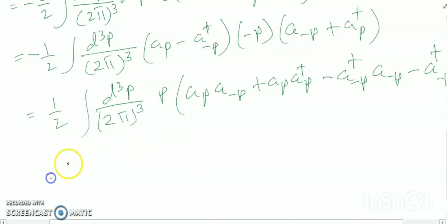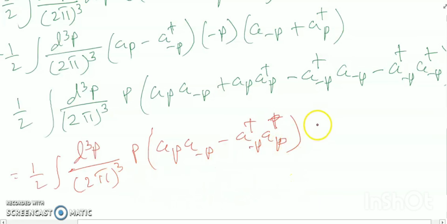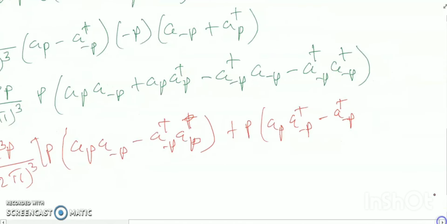Now again I can write this way: half into d cube p divided by 2 pi whole cube, p into just arrangement, a p a minus p minus a plus minus p a plus p dagger, this way. Another way, I can write plus p into a p a plus minus p minus a minus p dagger and a minus p. This way I can write. No problem, no issues. Both are plus.